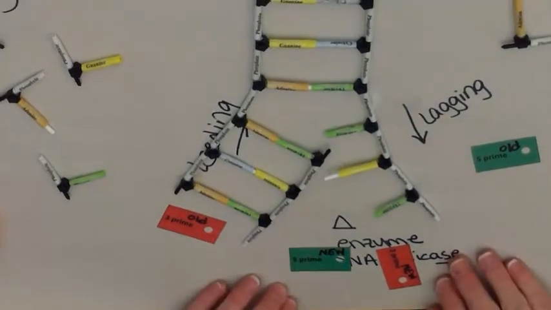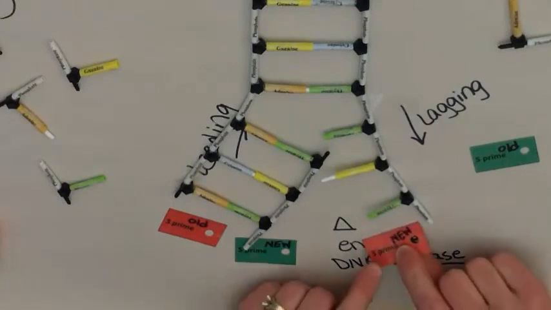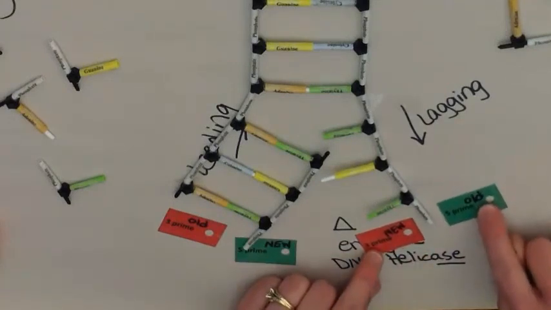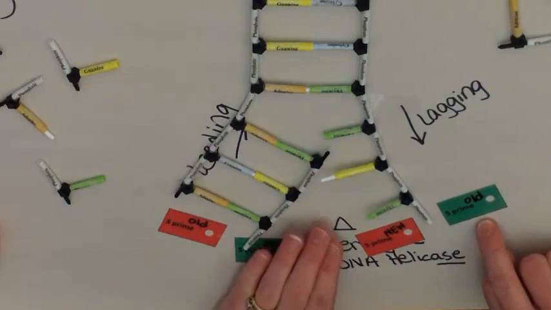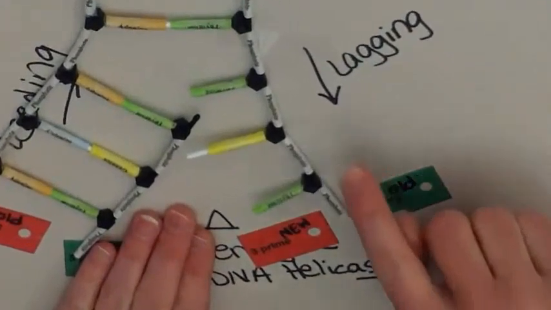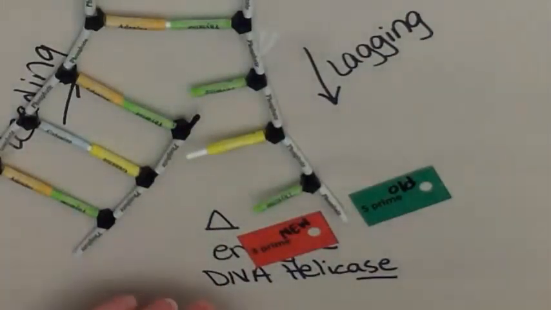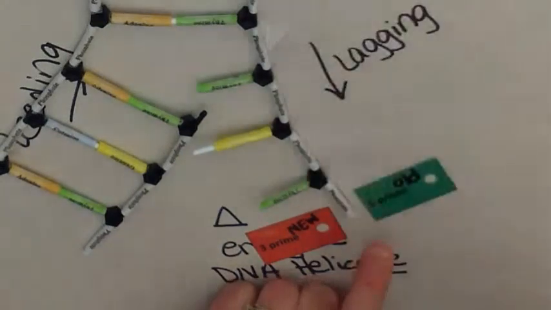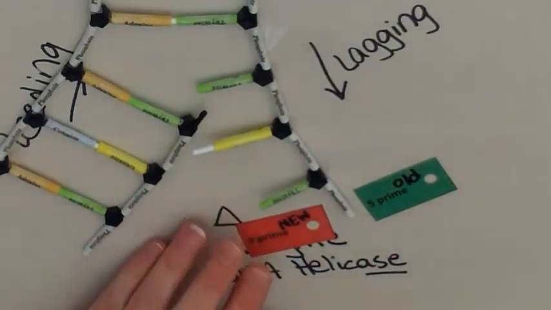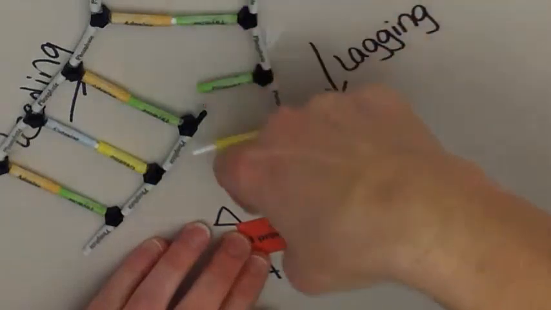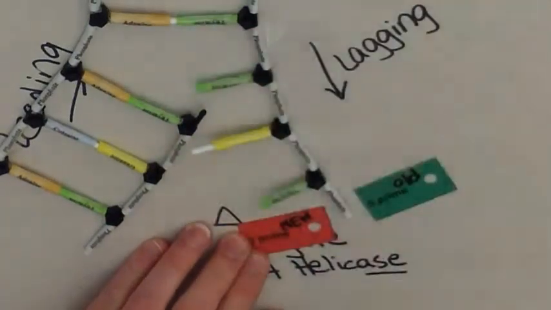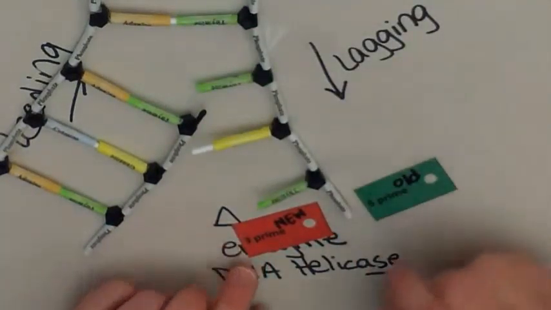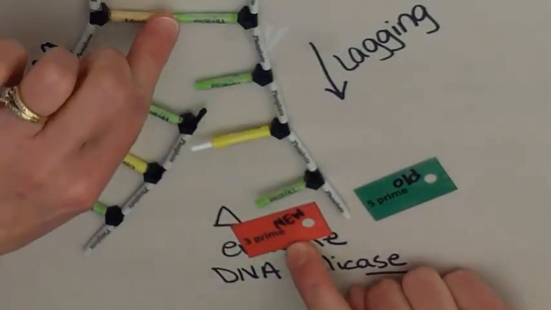For the other side, the lagging strand, remember my older parent strand is 5 to 3 prime, okay? And the old strand will go this direction, but my building strand, and that's what I'm focusing on, is moving away from the replication fork. So in this instance, I can only move away from the fork as it opens up.